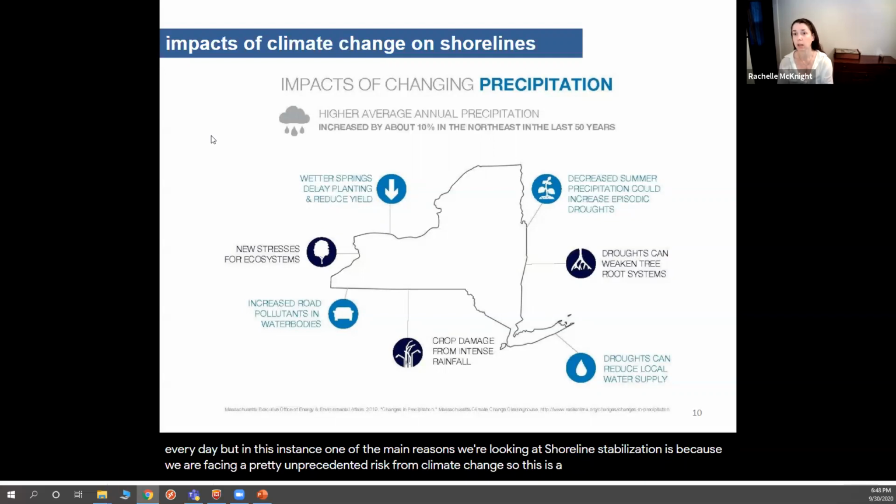So this is a graphic that just outlines some of the factors that are included with climate change, which means we have to consider all of these types of variables when we're looking at climate change, especially as it relates to riverfront and shoreline stabilization.